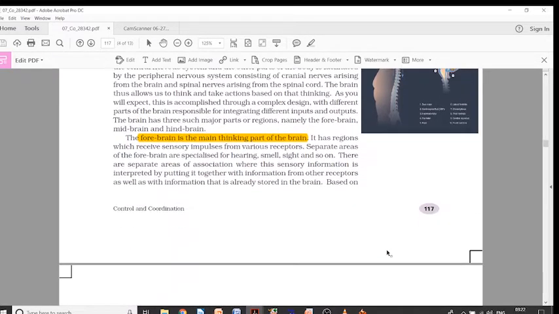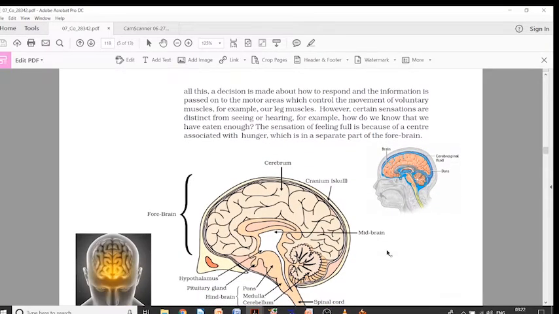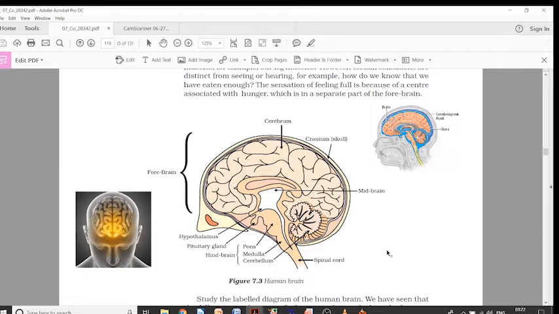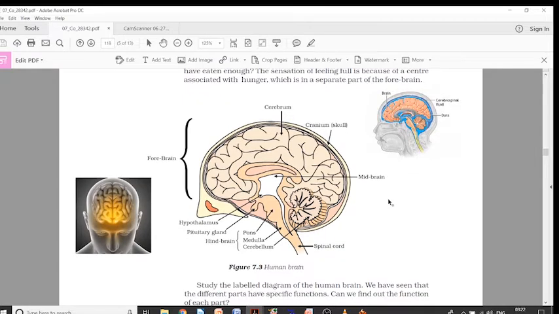Now, the question that comes from this part is: what are the different parts of a brain, or draw the structure of a brain. At first, let us see how the brain looks from inside. The brain is divided into three parts: the forebrain, the midbrain, and the hindbrain. What is the forebrain?